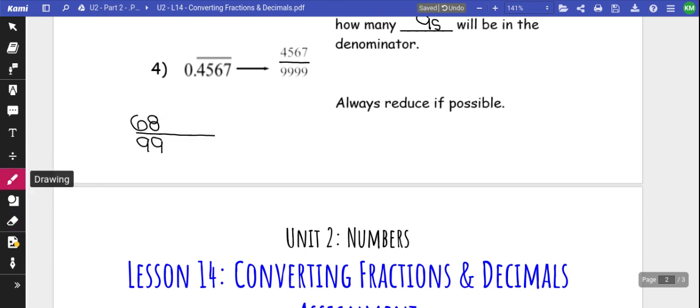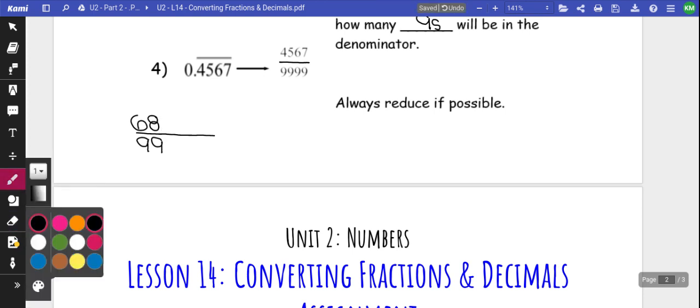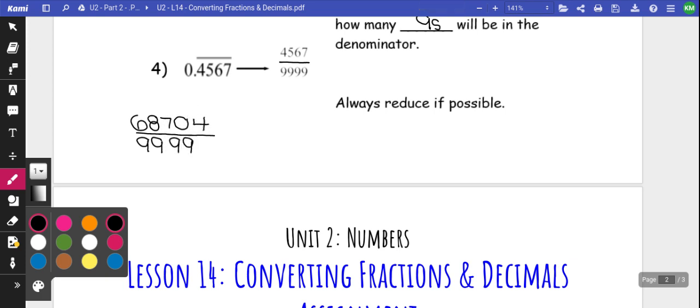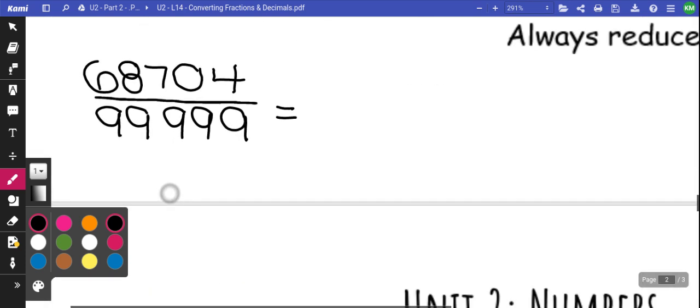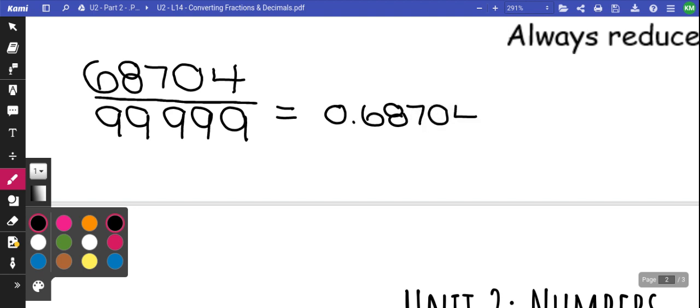Let's say Miles, favorite number? 70. And I need somebody's favorite single digit number. 6. Go 4. What do you think would happen if I did this, kids? 68,704 over 99,999. It was 0.68704 repeated. Yeah, the whole thing would repeat.